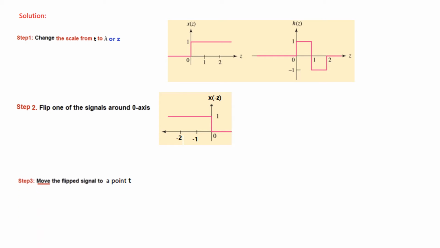And now the third step is to move the flipped signal to a point t. Basically, we change the variable. 0 is made t, so minus 1 becomes t minus 1, and minus 2 becomes t minus 2, and the name also changes to x(t minus z). Basically we are adding t to all of these.